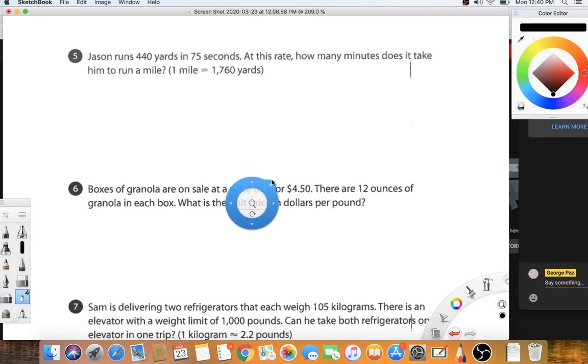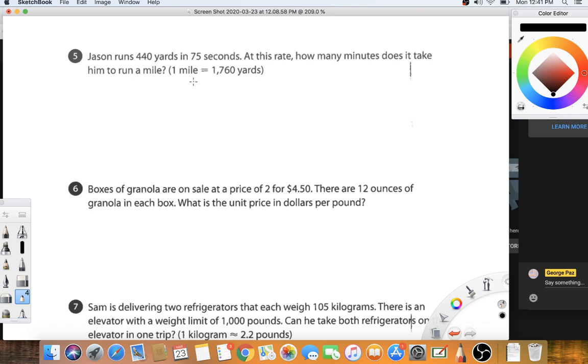Now, for this one, number 5 states, Jason runs 440 yards in 75 seconds. That's a rate, yards per seconds. At this rate, how many minutes does it take him to run a mile? Now, this is how many yards equals a mile.